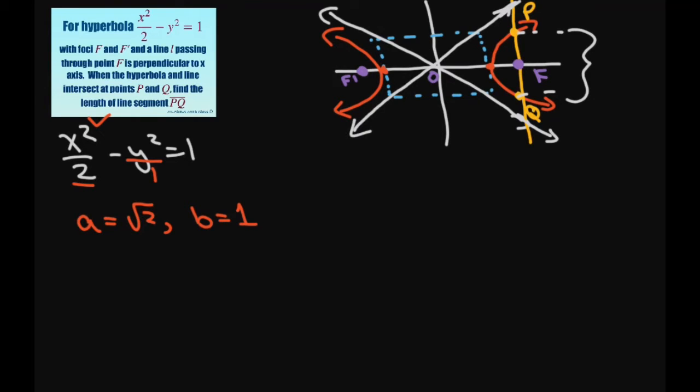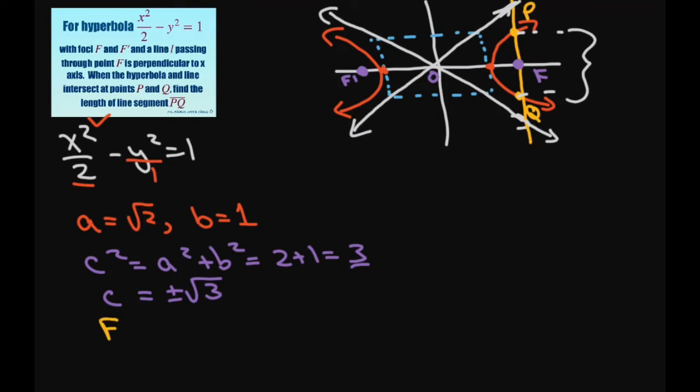And now let's find our foci. So c squared equals a squared plus b squared. So that's going to be 2 plus 1 equals 3. So if you take the square root of 3, you get plus or minus square root of 3. And your foci are going to be at square root of 3, comma 0, because our center is 0, 0, and negative square root of 3, comma 0. So that's where these two foci are right here, and right here.